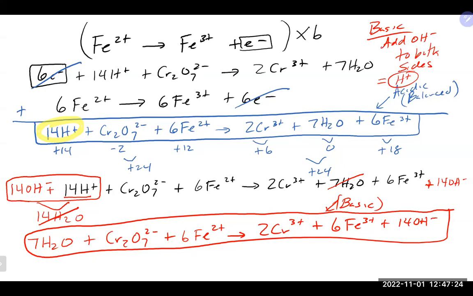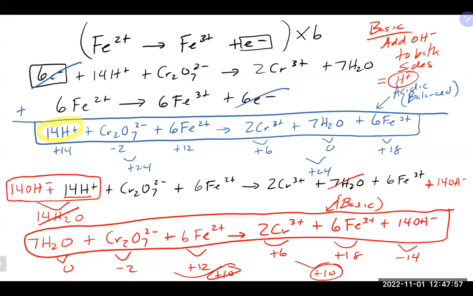Overall charge, this guy contributes 0, this guy contributes -2, this guy contributes +12, and that is a grand total of +10 on the left-hand side. Right-hand side, that is a contributing +6, that is a +18, and that is a -14. That gives us a net +4, and 6 is +10 on that side. So it is balanced again, both in charge on both sides and elements on both sides.